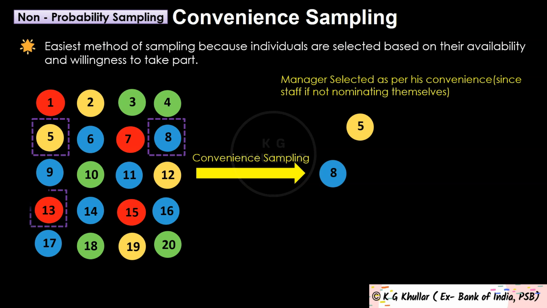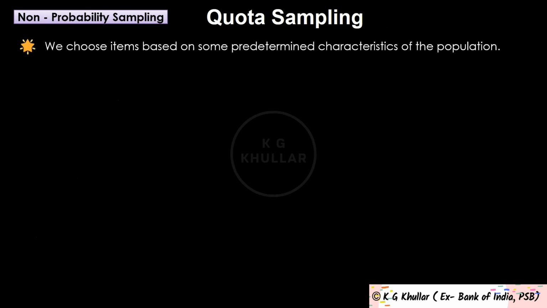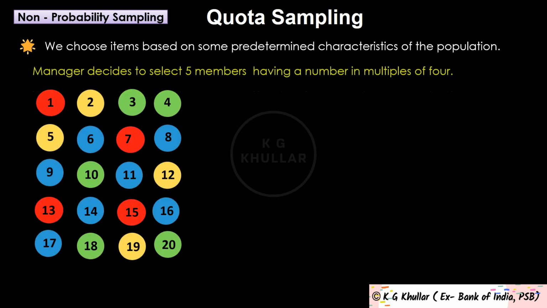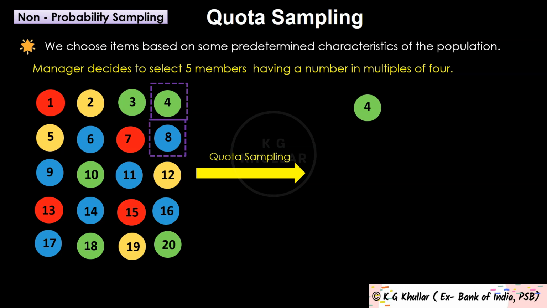Then next we have quota sampling. Friends, in this type of sampling, we choose items based on some predetermined characteristics of the population. Let's say in an example, the manager decides to select 5 members having a number in multiples of 4. So in that case, he will simply select 5 members like 4, 8, 12, 16 and 20. As you can see, all these are multiples of 4.